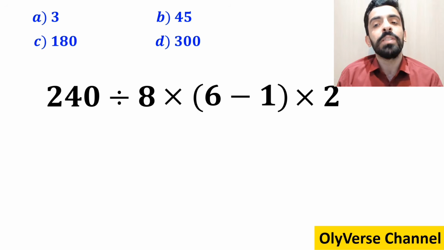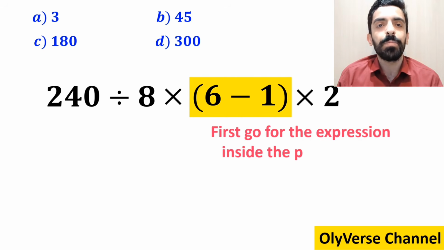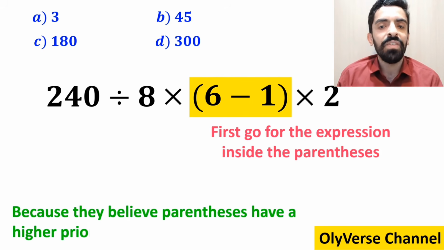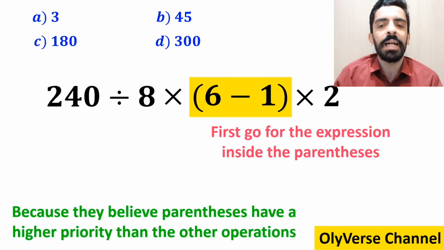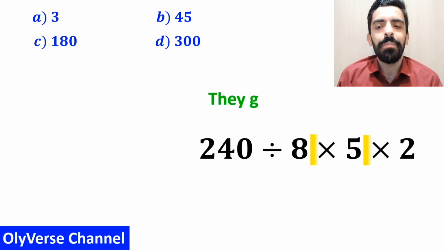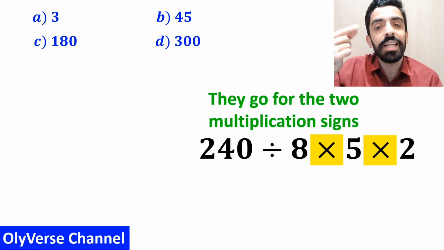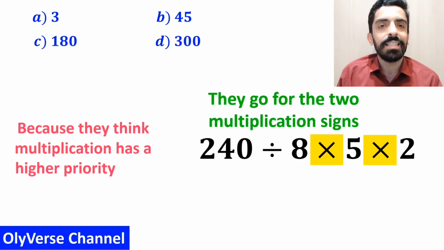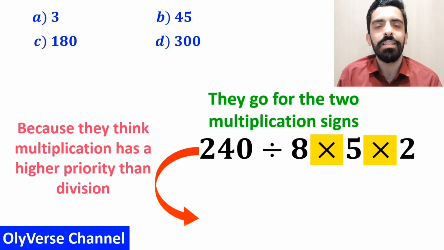Many people, when trying to solve this question, first go for the expression inside the parentheses because they believe parentheses have a higher priority than the other operations. So, they simplify this expression to 240 divided by 8 multiplied by 5 and again multiplied by 2. And the next step, they go for the two multiplication signs that I've highlighted in yellow because they think multiplication has a higher priority than division.